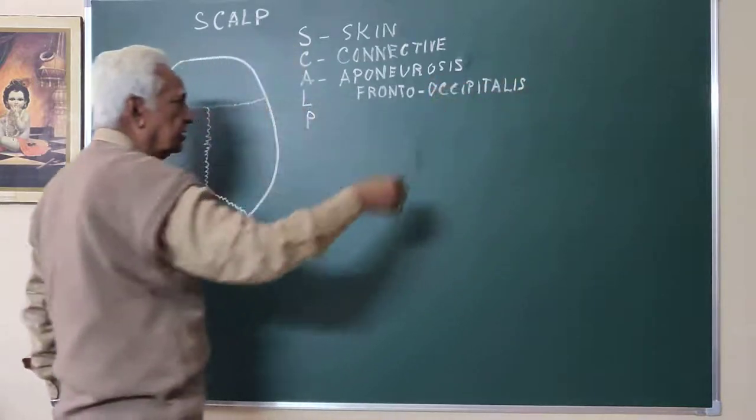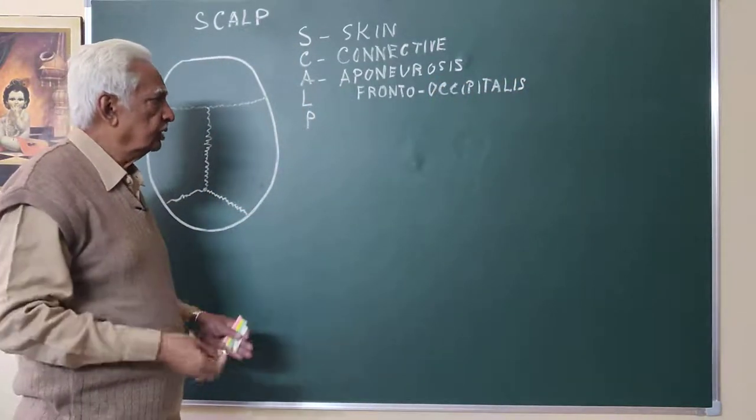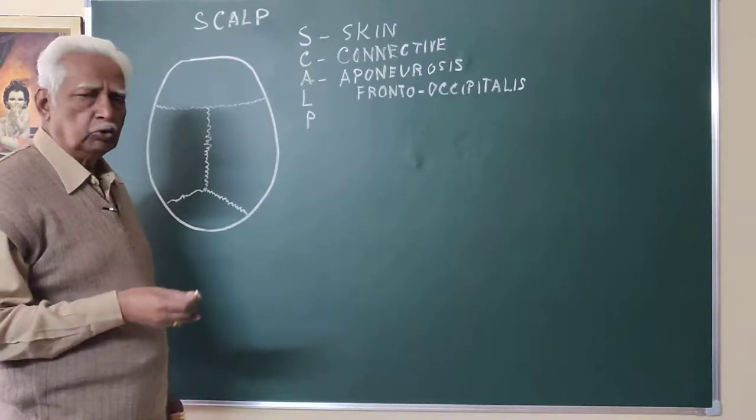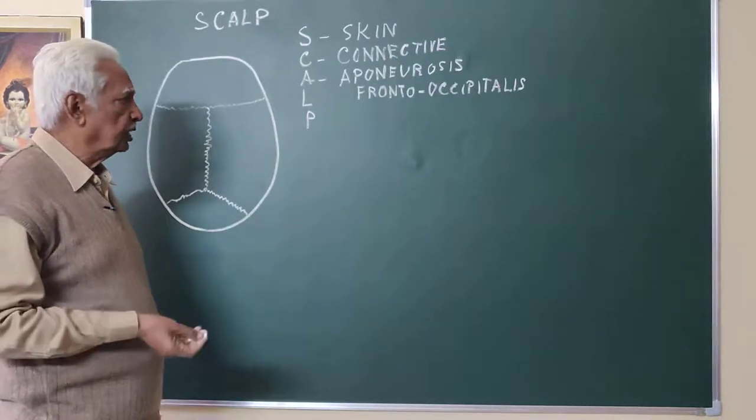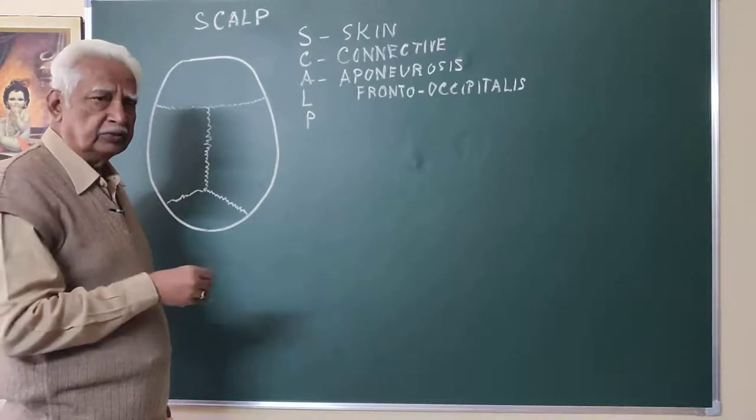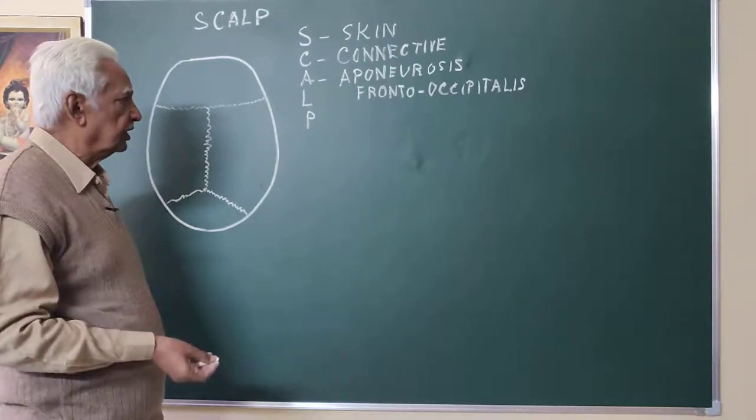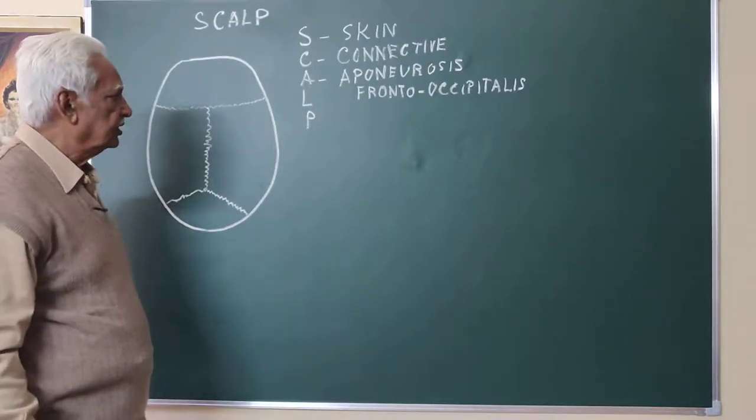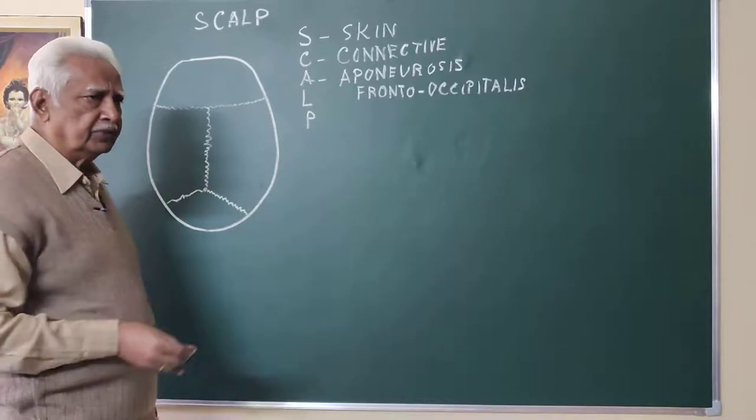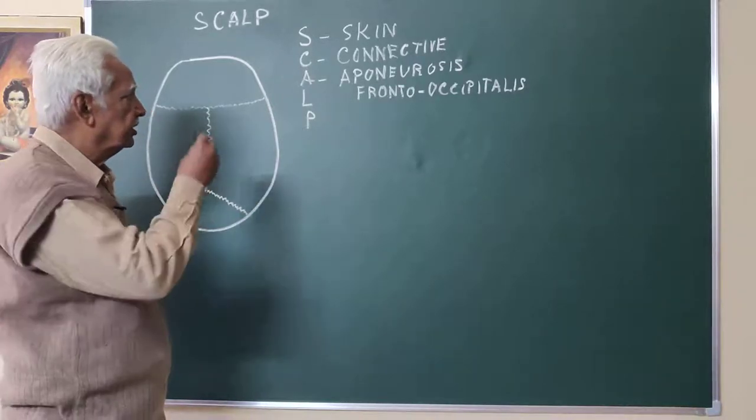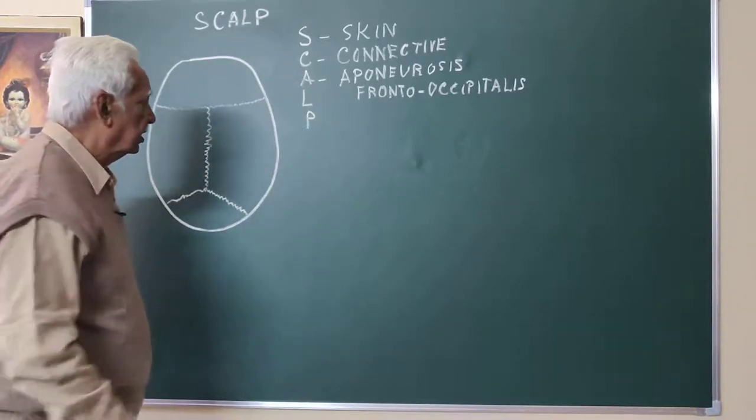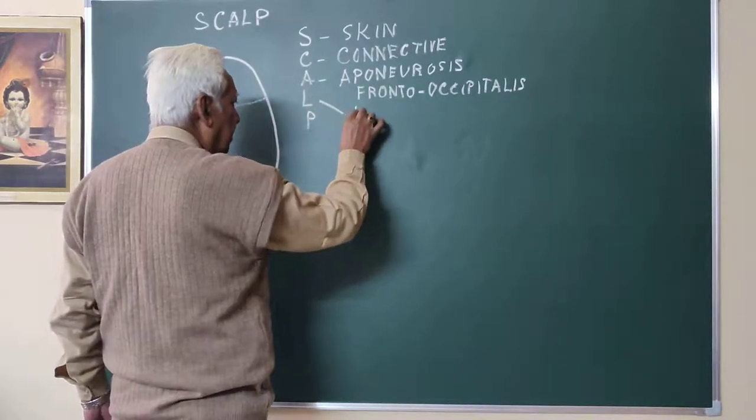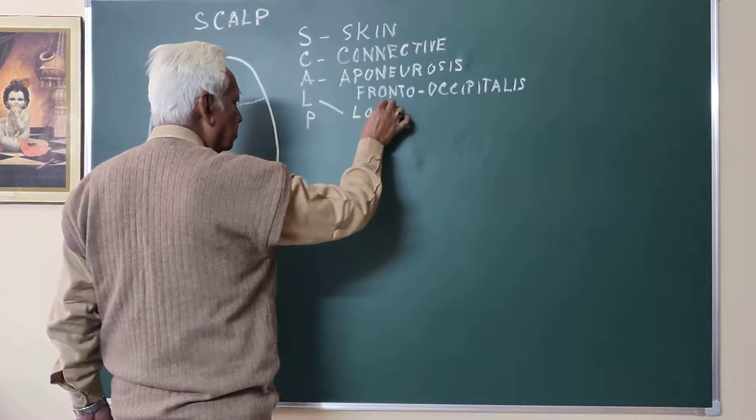This is referred, according to some people, as occipital frontalis, because its origin is from the occipital bone and it runs forwards over the frontal region. So fronto-occipitalis or occipital frontalis is the same. So the aponeurosis of this muscle is the third layer in the region of the scalp. The letter L stands for loose areolar tissue.